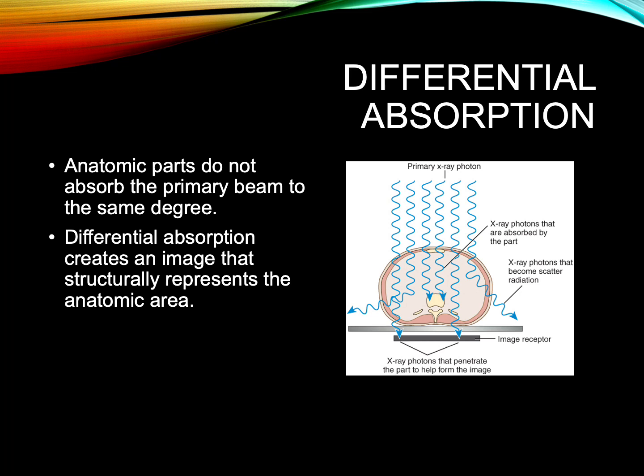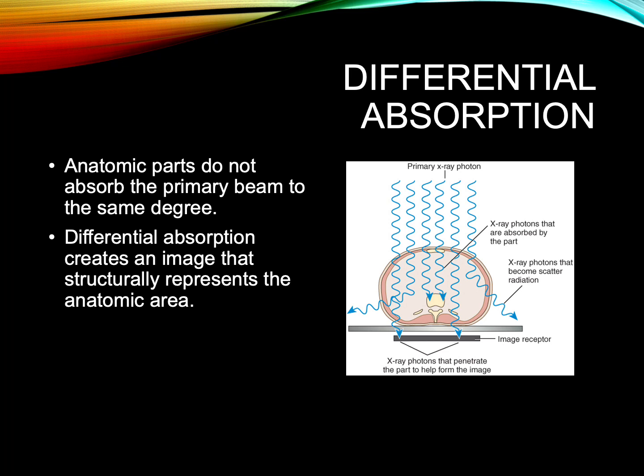When we're looking at figure 8-1, you can see the primary X-ray photons coming down from the X-ray tube, and they go inside the patient. So they're passing through the patient. There are X-ray photons that are absorbed by the part. There's some in the middle of the patient's body that are absorbed. And then the other ones will become scatter radiation because they will not be absorbed by the patient's body and they will eject out, not hitting the image receptor and just scattering. So they're basically useless radiation.